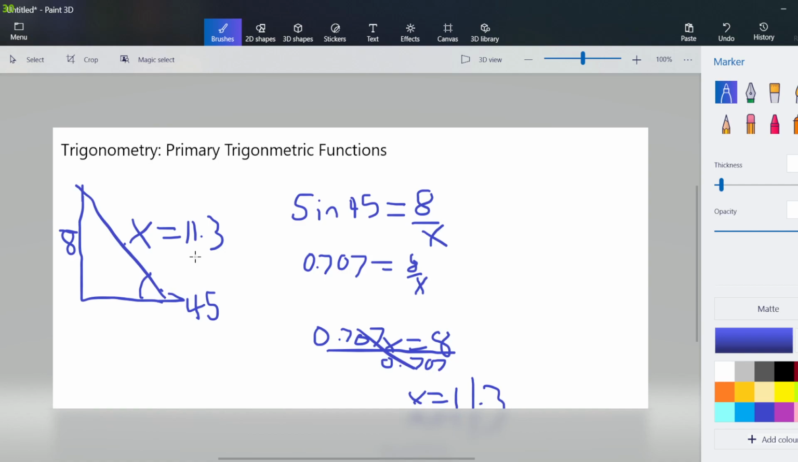So this concludes this video, and this video brought insight to how to use the primary trig functions to find missing angles and sides in a right triangle.